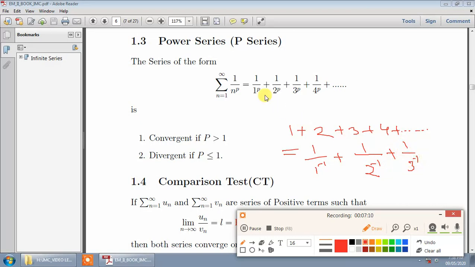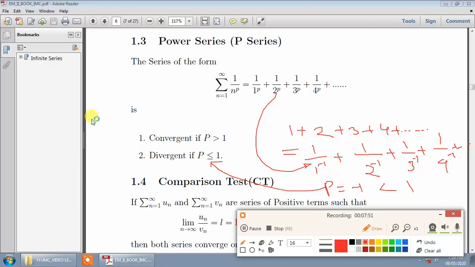So in a P series we compulsorily require 1 upon a number that is increasing and raised to some power. The power is fixed, minus 1, minus 1, minus 1. So this is 1 upon 4 raised to minus 1, plus and so on. You will observe that the value of p is equal to minus 1, which is less than 1, so it is coming in the category of divergent series. So 1 plus 2 plus 3 plus 4 is a P series which is divergent.